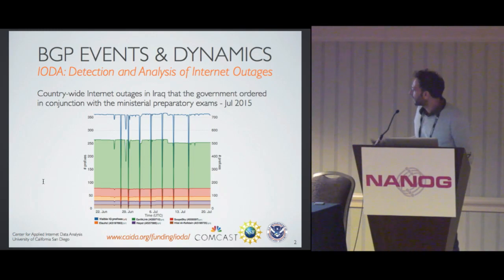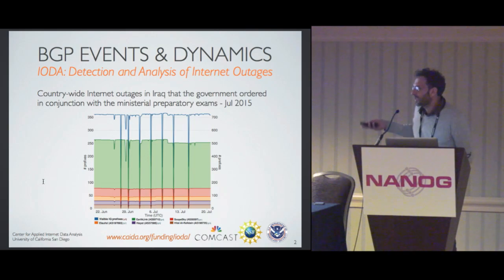Here, this diagram shows several countrywide internet outages that happened in Iraq in the summer of last year, when allegedly the government ordered an internet shutdown, basically in conjunction with ministerial preparatory exams. The blue line that you see in the graph represents the number of prefixes geolocated to Iraq that were visible according to RouteViews and RIPE RIS collectors.